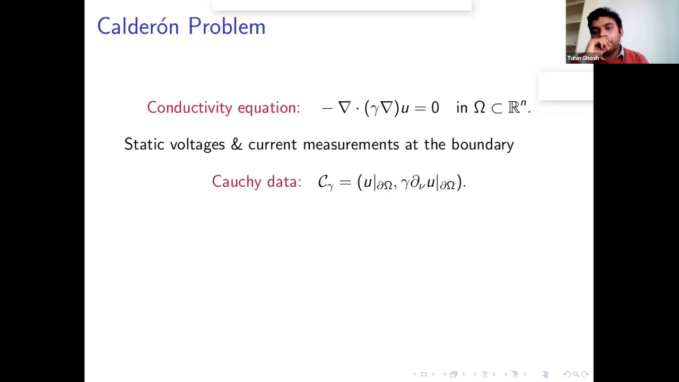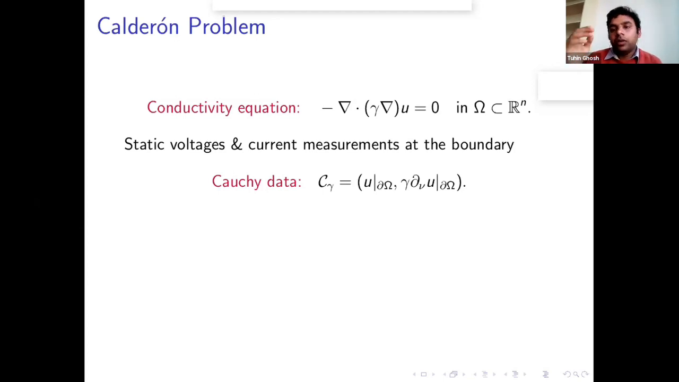You measure the static voltage and the current at the boundary. That forms the Cauchy data, represented on the boundary. You can see that this is the Dirichlet data and this is the Neumann data. If you plug in the voltage, or either way the current, then you measure the other one. If you plug in the Dirichlet data, you measure the Neumann data as current. As a whole, we call this the voltage-current measurement on the boundary. That's basically the Cauchy data.